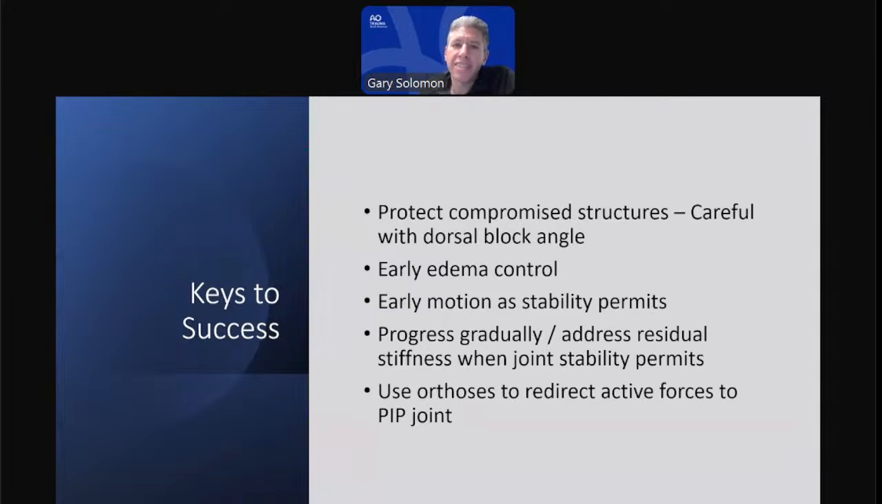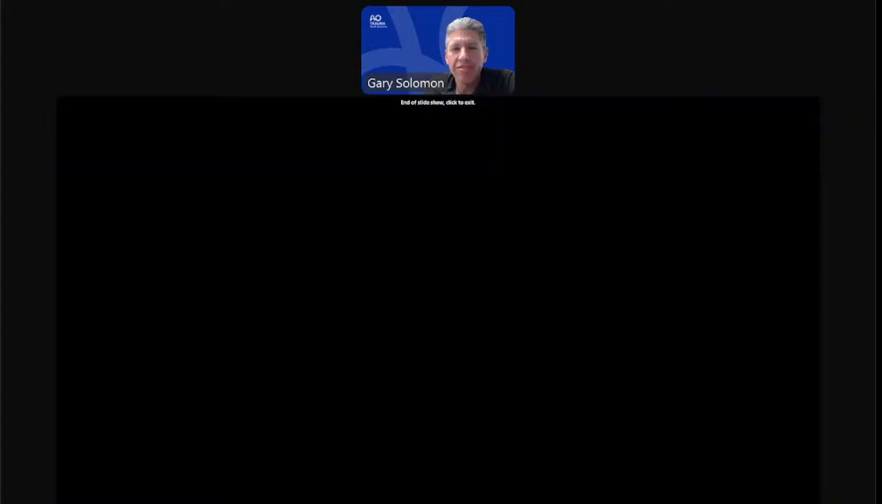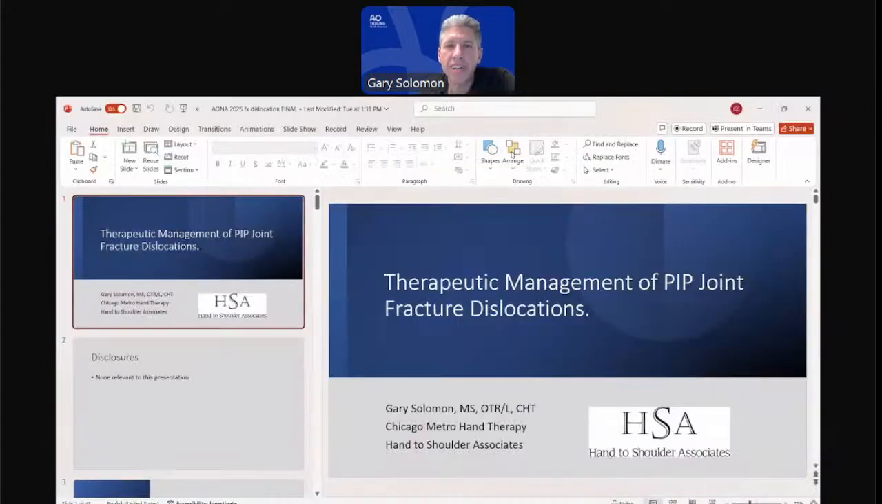So the keys to success are always to protect the compromised structures and be careful with that dorsal block angle. Always get X-rays right away, or if you can even form it under fluoro at the same time, that's even better. Early edema control, early motion is key as much as the stability permits. You want to progress gradually and address residual stiffness when the joint stability permits, and waiting to see what happens is not usually a good strategy for success with these patients. And then I like to use orthoses a lot to redirect the active forces to the PIP joint. Thank you. Let me stop sharing.